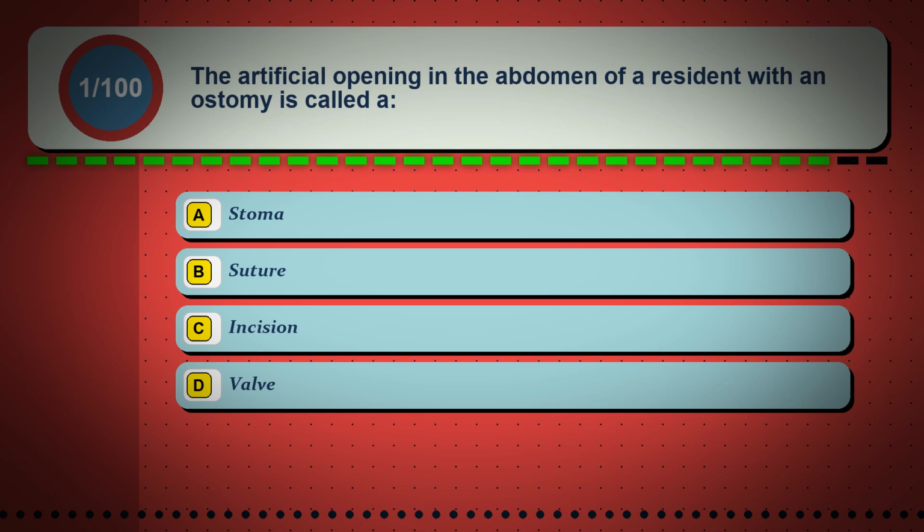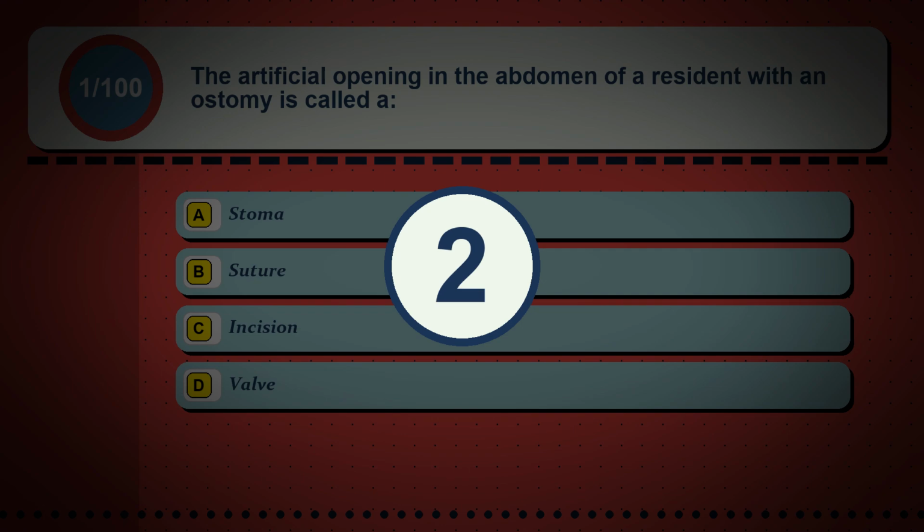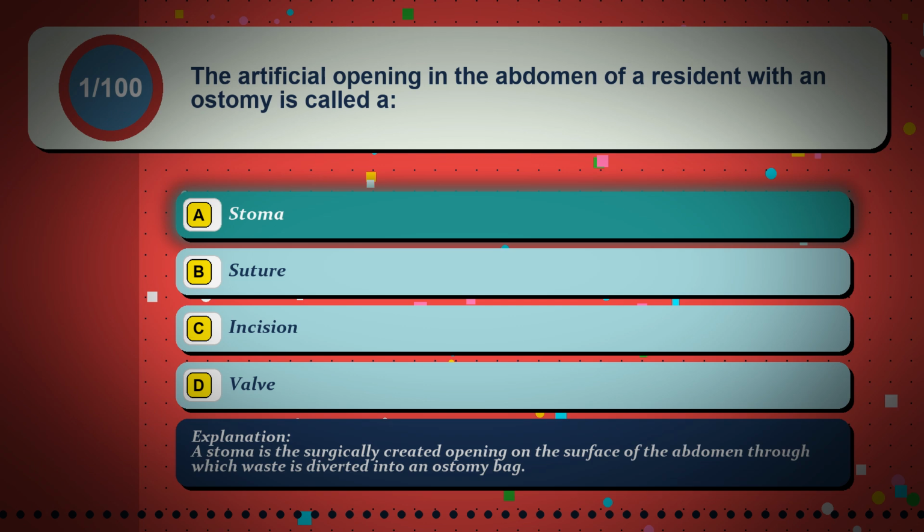Question 1. The artificial opening in the abdomen of a resident with an ostomy is called A. Option A is stoma. Option B, suture. Option C, incision. Option D, a valve. The correct answer is option A, stoma. A stoma is the surgically created opening on the surface of the abdomen through which waste is diverted into an ostomy bag.